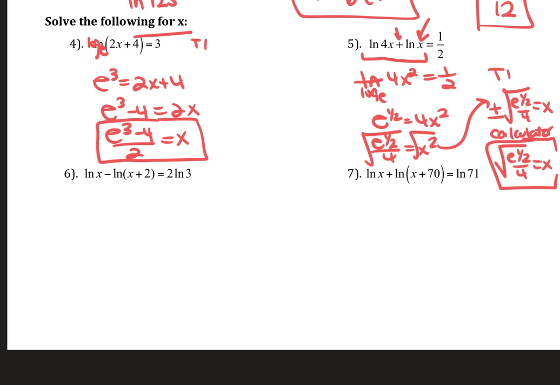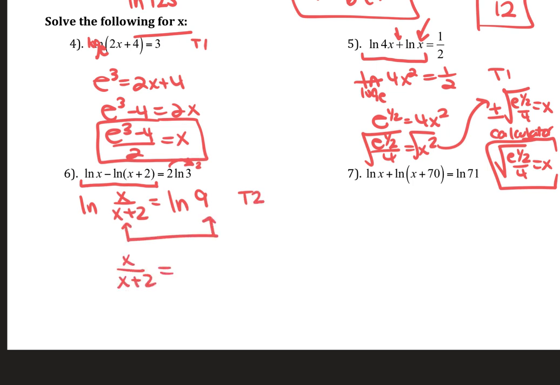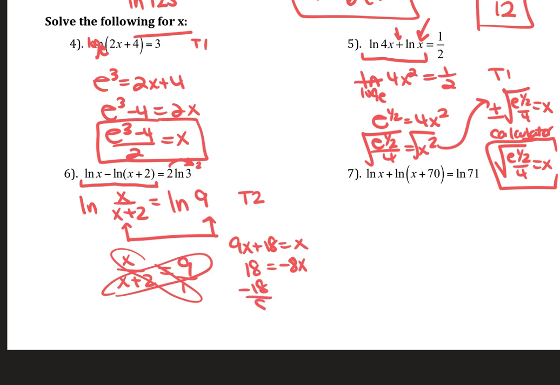Number 6 has 2 terms on the left, so those need to be combined. It's quotient, x over x plus 2. And on the right, we have a coefficient in front, so it needs to come back as a power. So it'll be ln of 3 squared, which is 9. One term on each side. This is type 2. So we just set those arguments equal to each other. Cross multiply, just like a similar earlier example. 9x plus 18 equals x. I'll subtract 9x. I'll divide by negative 8.